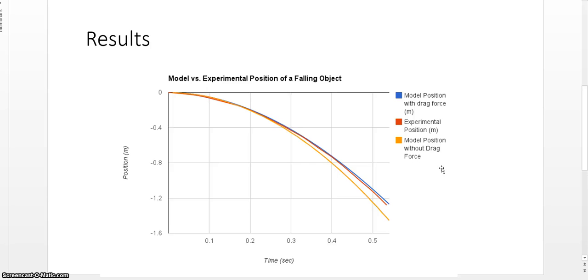I then graphed these models in a spreadsheet and showed the difference in the model without drag force and the model with drag force. You can see that the model with the drag force is very accurate and very close to the experimental position. Some discrepancies from this model include that the axis was tilted in the video and tracker and that the camera moved slightly during the process of filming. This would cause the jar to not fall perfectly along the y-axis and skew the results of the position.